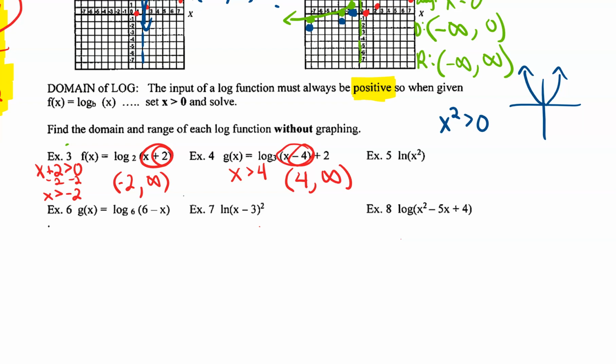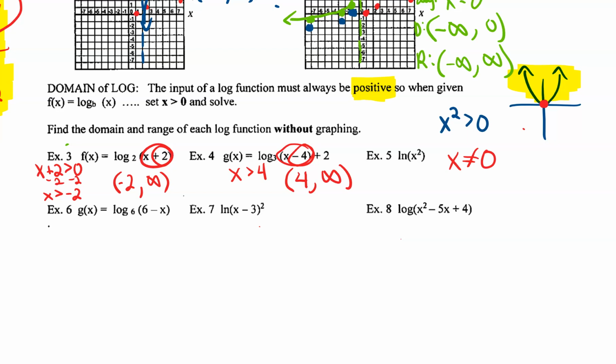So everywhere up here is good. The only time that it's not acceptable is right here. When it hits the x-axis, that isn't allowed. So the only value that isn't allowed is 0. So x is not allowed to be 0, but it could be anything else.